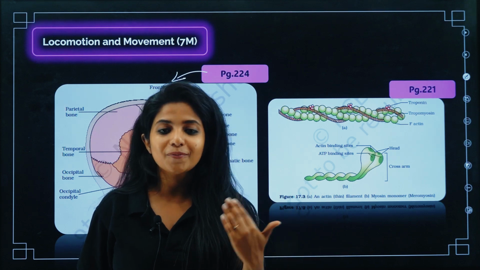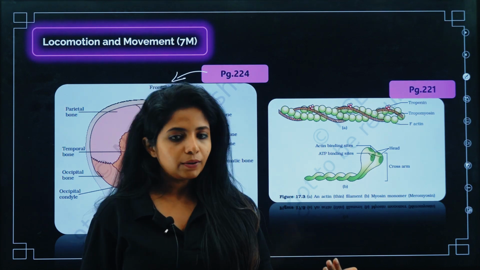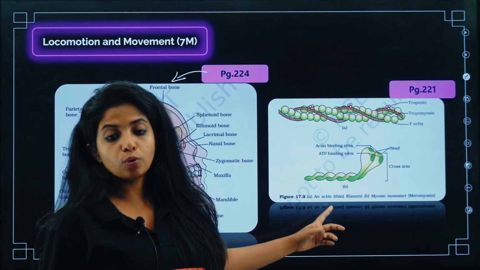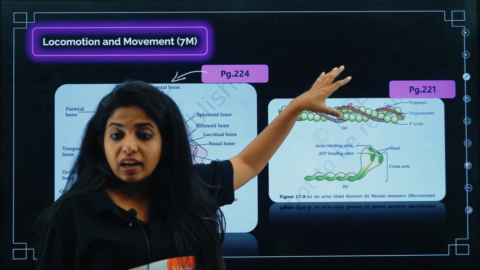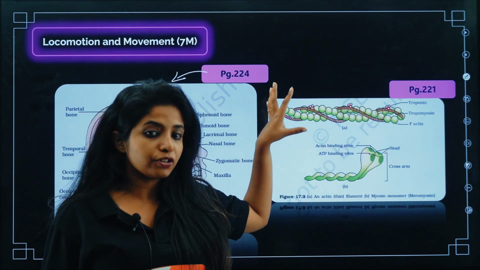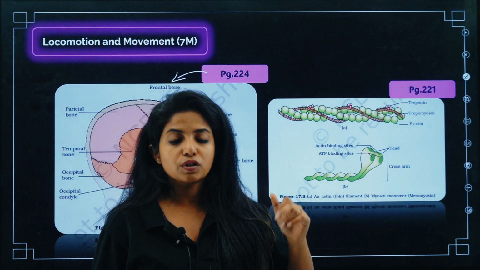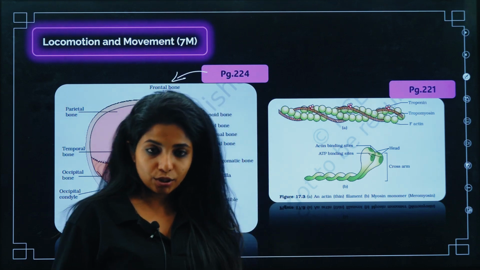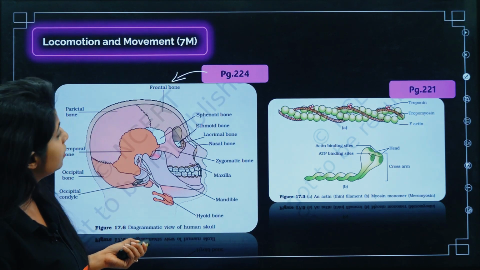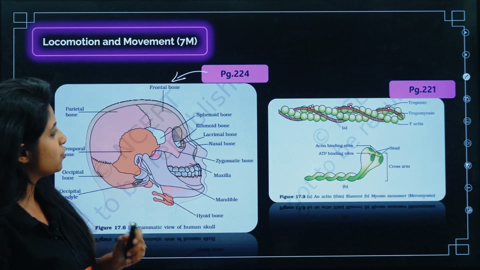In that way you can remember the labelings much better. Okay, then on page number 221 you have the actin and myosin filament. The diagrams of it are again very important. The question has come: draw actin and myosin filaments. Cool. This is from the locomotion and movement chapter. I hope you have gone through the page number as well.